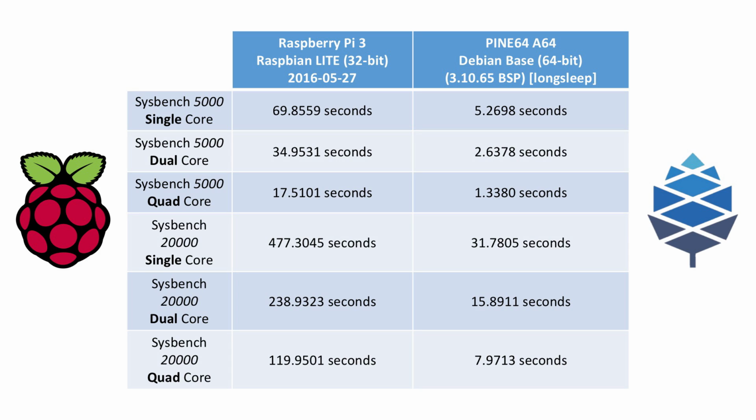So Sysbench at 5,000 on single core, the Raspberry Pi 3 took almost 70 seconds, but the Pine A64 did it in 5.3 seconds, which is quite a speed difference compared to the Raspberry Pi 3. If the Raspberry Pi Foundation launches maybe a 64-bit operating system, we're going to see better numbers. But you guys can look at the results here.